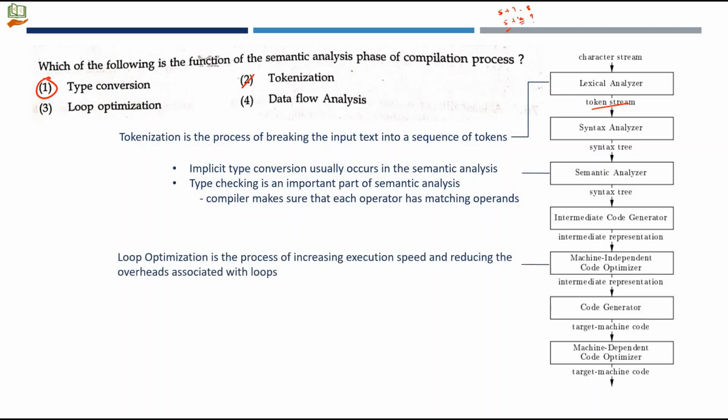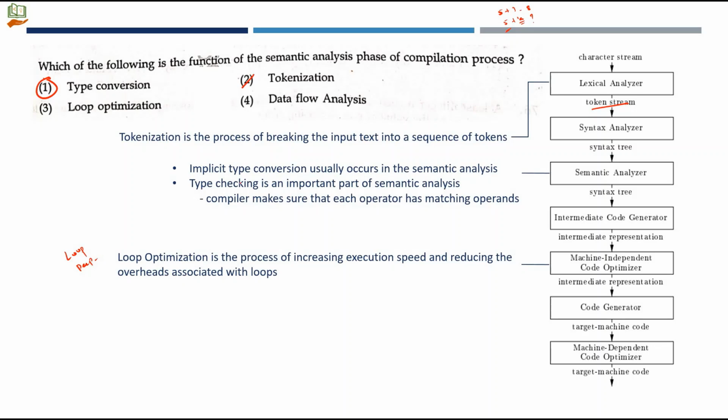Loop optimization is a part of code optimization process, but this code optimization belongs to machine independent code optimizer phase. Loop optimization is the process of reducing the overheads associated with loops. When you learn about loop optimization and peephole optimization, loop optimization is concerned with machine independent code optimization and peephole is concerned about machine dependent code optimization.